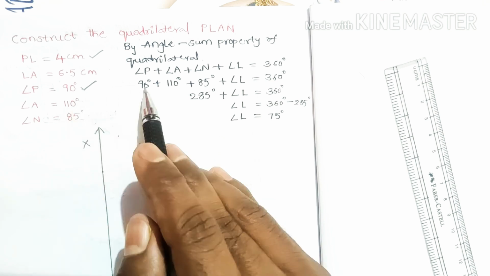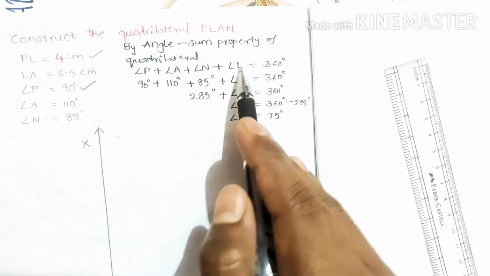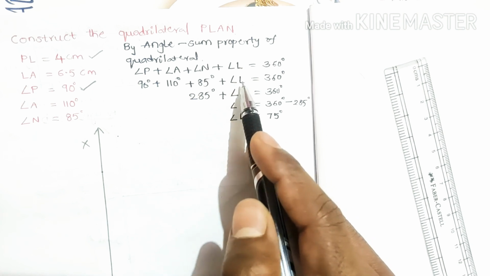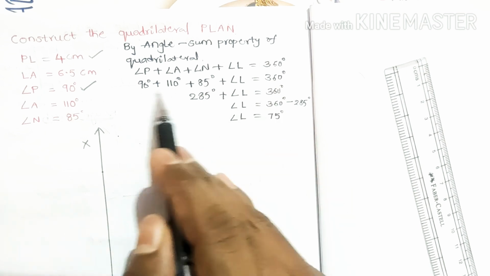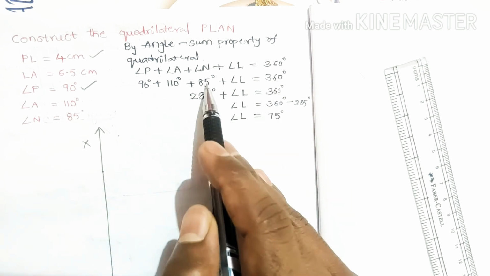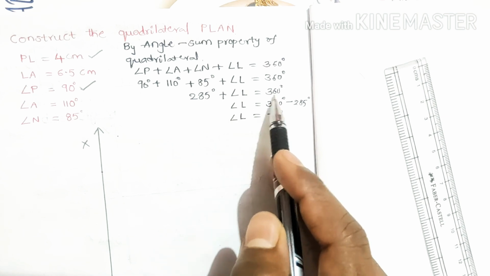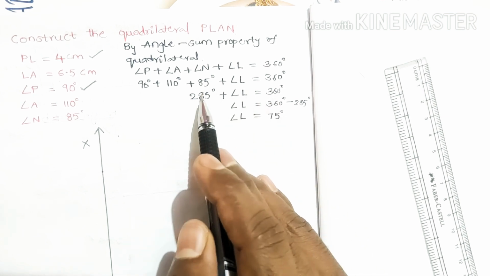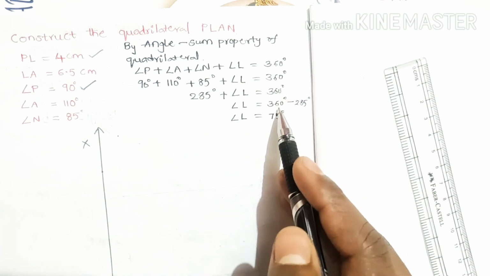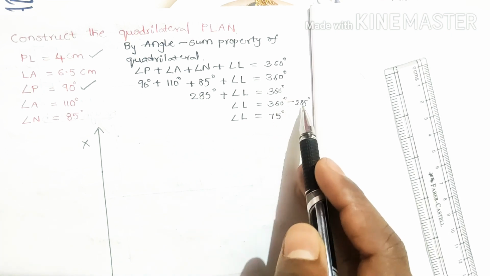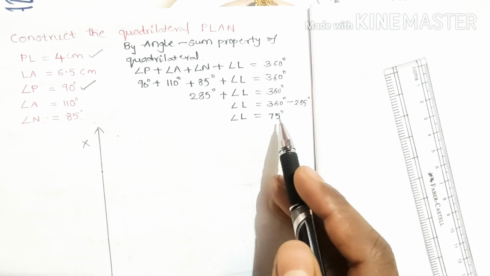Angle P value is 90 degree. Angle A value is 110 degree. Angle N value is 85. Angle L you don't know, so that is why angle L only you have to write is equal to 360 degree. 110 plus 90 is 200 plus 85, 285 degree plus angle L equal to 360 degree. If you transpose plus 285 to RHS, it will become minus 285. Out of 360 you are subtracting 285. Then you will get angle L value 75 degree.